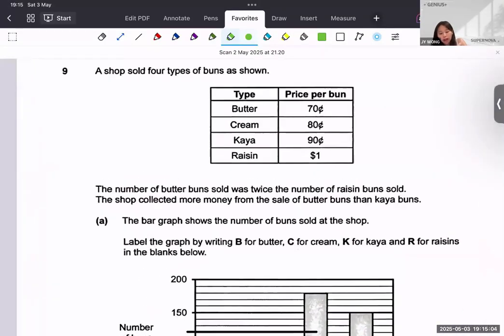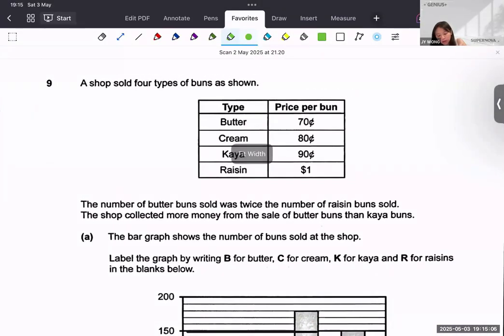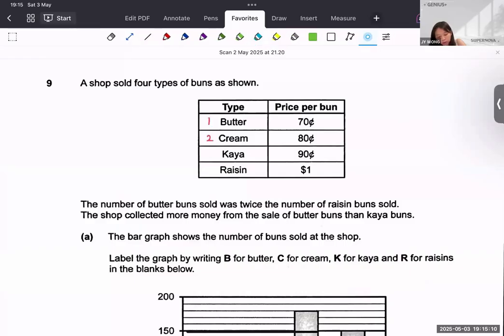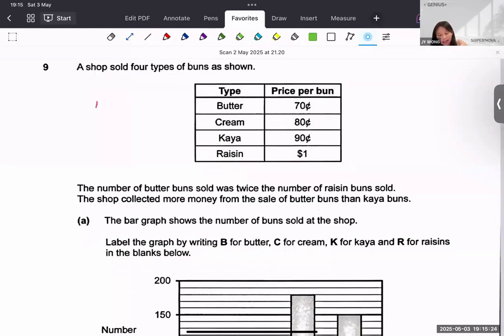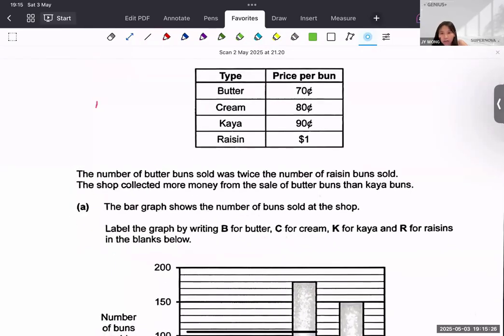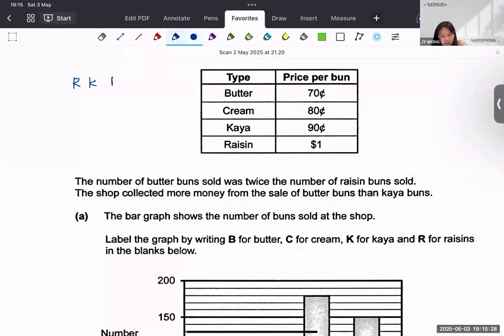A shop sold 4 types of buns as shown. Butter bun, cream bun, kaya bun, and raisin bun. 1, 2, 3, 4 types of bun. Let me write down R, K, B, C, and I saw R, C, B, K. Yeah, so these are the 2 groups of answer. Later we'll see who is correct, okay?